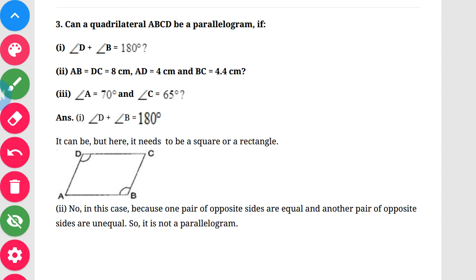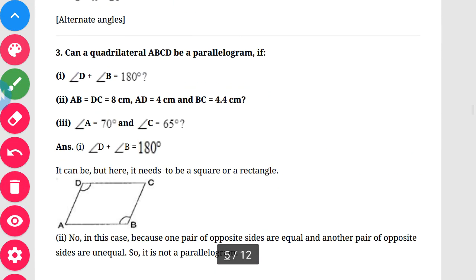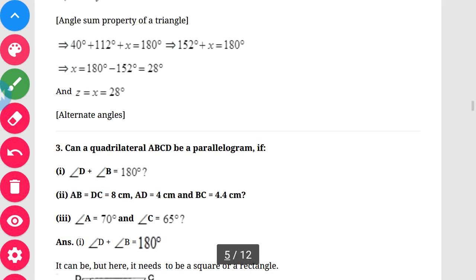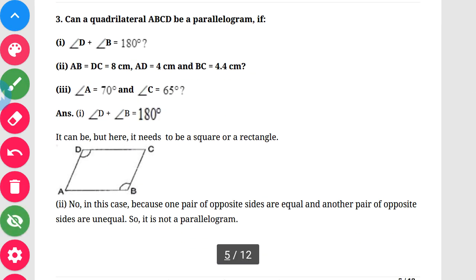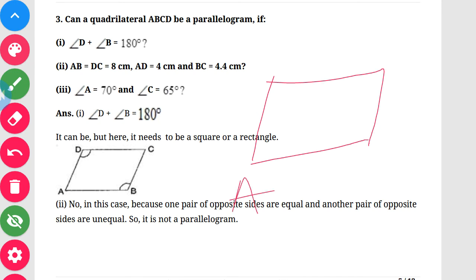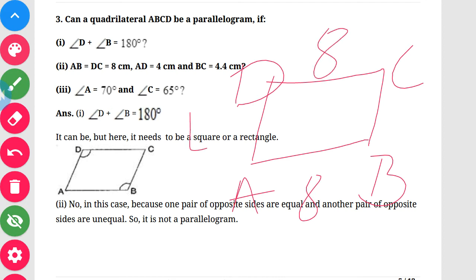Okay, we'll go with the next one then. The second, they are asking, AB is equal to DC is equal to 8 centimeter, and AD is equal to 4 centimeter, and BC is equal to 4.4 centimeter. So give a name, let me start with a simple diagram here. This is my parallelogram A, B, C, D. Okay, so here AB is equal to DC. So here it is 8 and here it is 8, and AD is equal to 4 and BC is equal to 4.4 centimeter.